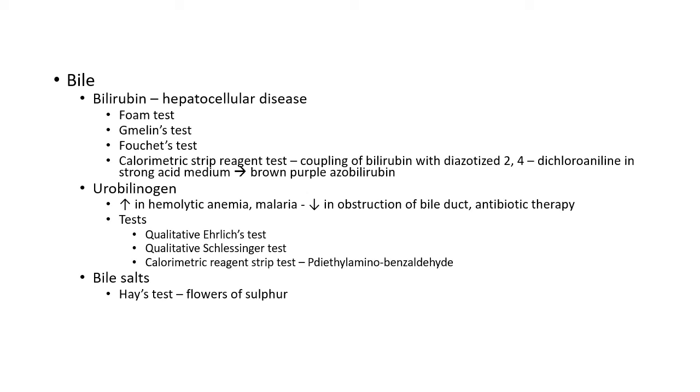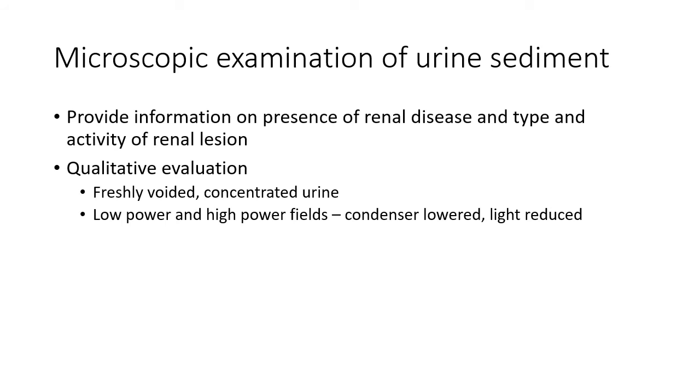And coming to the test for bile salts, it is called Hay's test. Here, flowers of sulfur are sprinkled on the surface of urine, and if bile salts are present, they sink to the bottom. This is because the bile salts lower the surface tension. Coming to our last section, there is microscopic examination of urine sediments. The examination of urine sediment provides information on presence or absence of renal disease and type and activity of the renal lesion. Evaluation includes both qualitative and quantitative evaluation of the sediments.